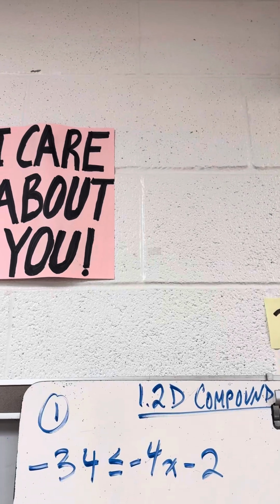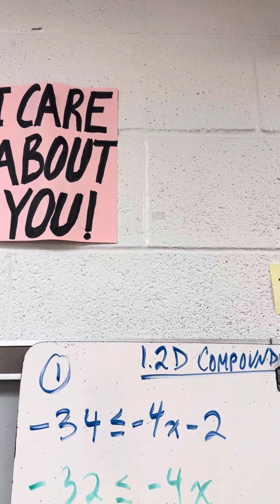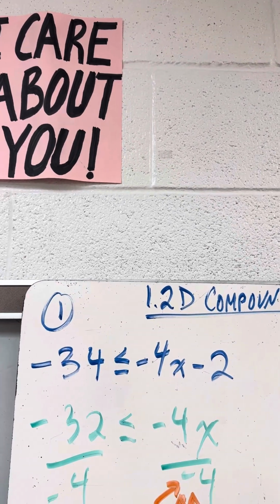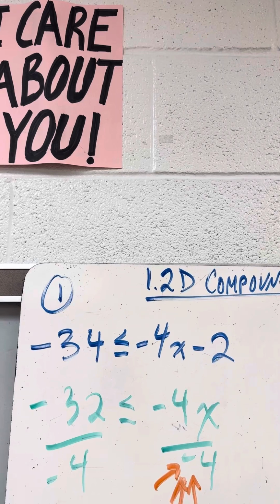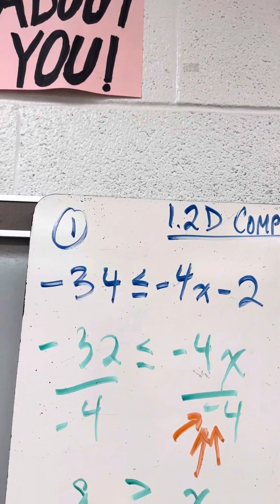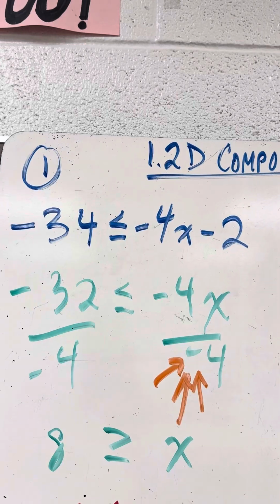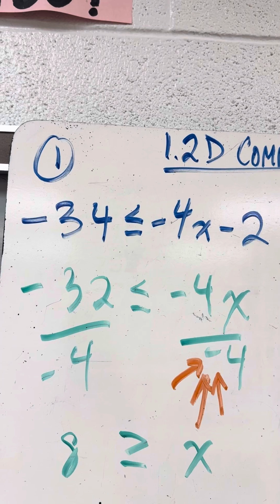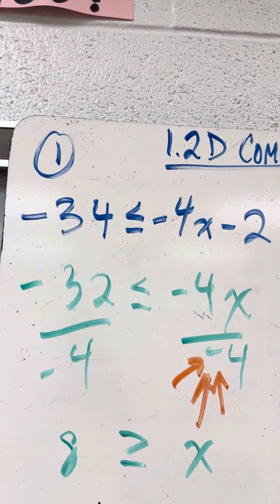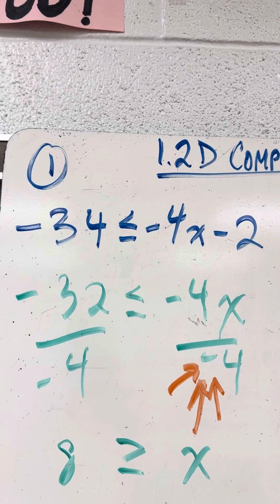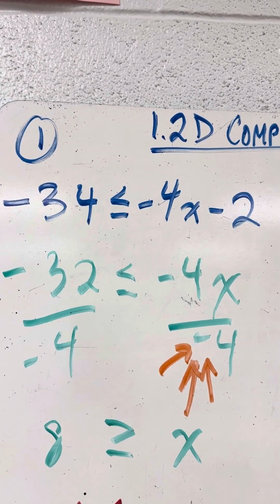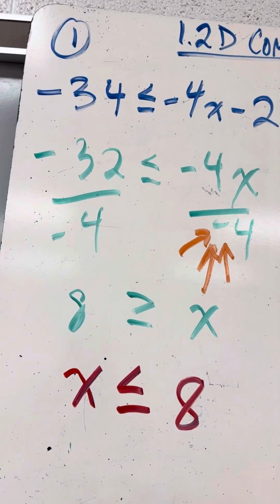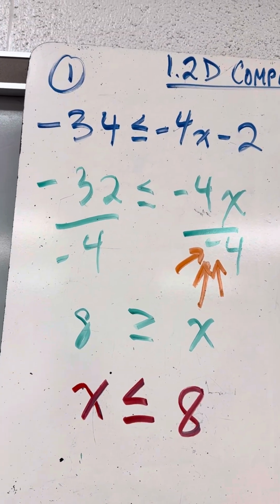All right, we're going to add 2 to both sides, make it negative 32 less than or equal to negative 4x. Divide by negative 4. Warning, when you divide by a negative, you got to flip the sign, right? It's going to be 8 greater than or equal to x. Now, with "or" statements, the x has to be on the left. Put the x on the left. So when you put the x on the left, you gotta flip the sign back around. X is less than or equal to 8, right? Because if 8 is greater than or equal to x, x is going to be less than or equal to 8.